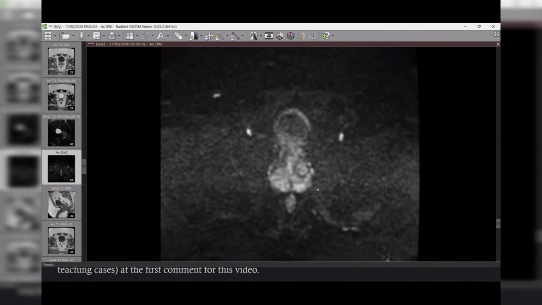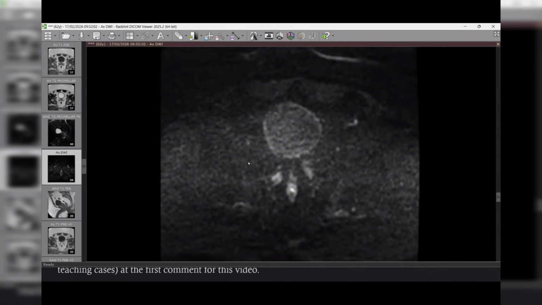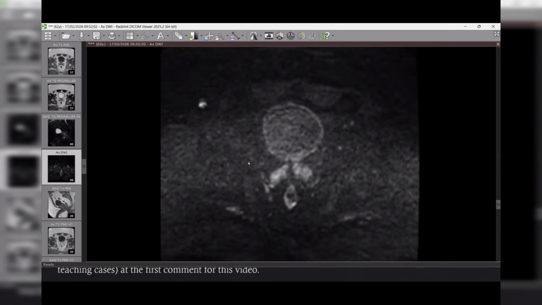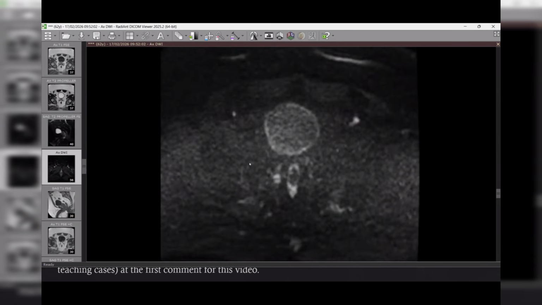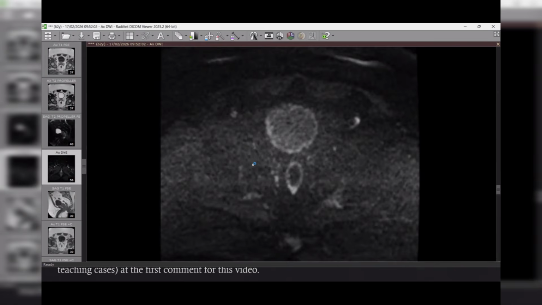So on the diffusion restricted images, this area in the bladder wall is showing no diffusion restriction. However, I can appreciate something abnormal. Which part of the urinary bladder? Anteriorly, where I mentioned the thickening, the anterosuperior aspect of the urinary bladder. Here? No, it was superiorly. Yes, this area. Yeah, here.